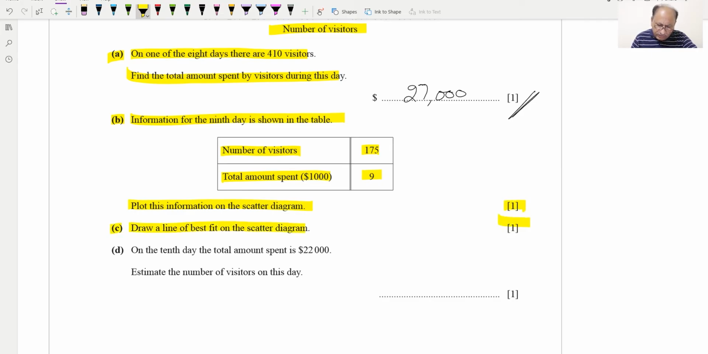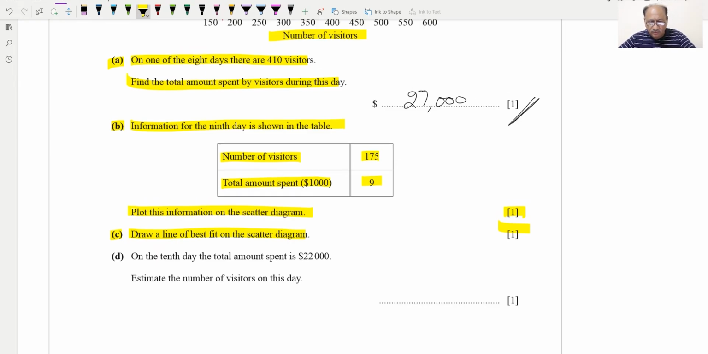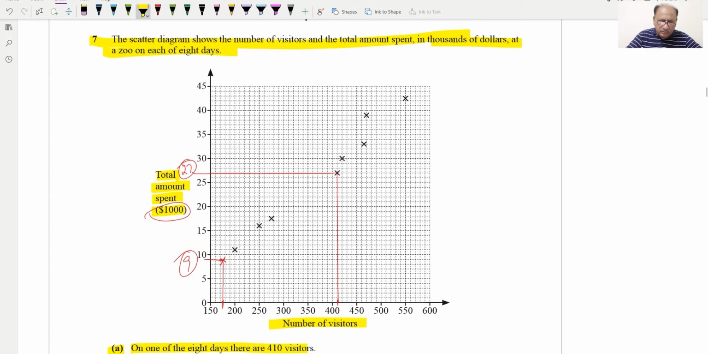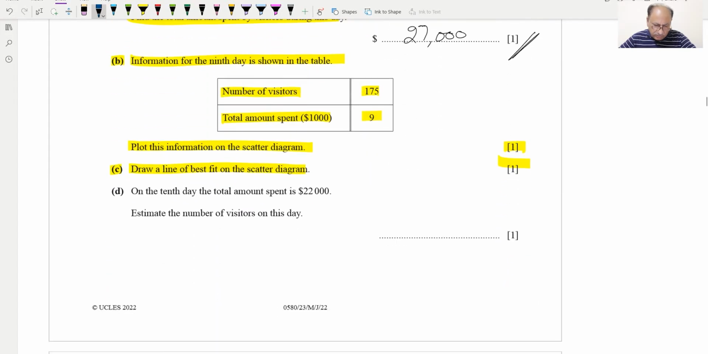Part C: draw the line of best fit on the scatter diagram. If we have to draw the line of best fit, it should pass through, and it should be in balance, basically. Balance means points above the line and points below the line should be the same in number. So this is the line of best fit which we have drawn. Line of best fit is always an estimation, so if you have a little difference, that makes no worries for you.